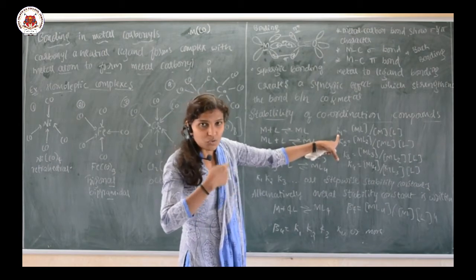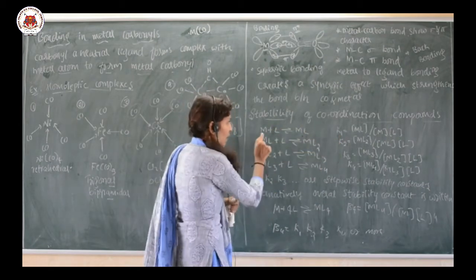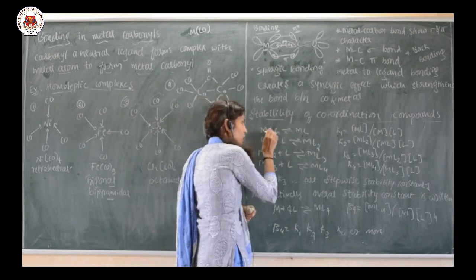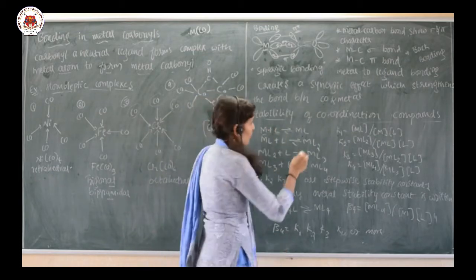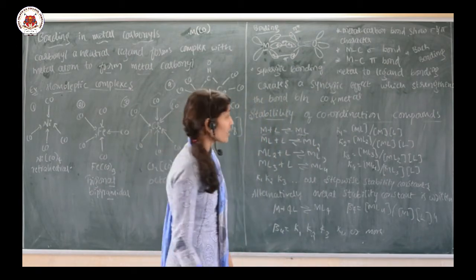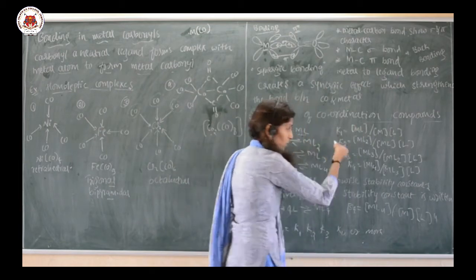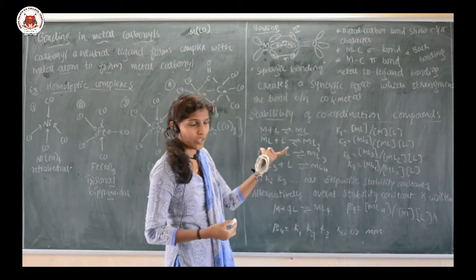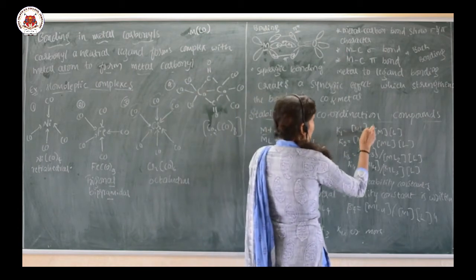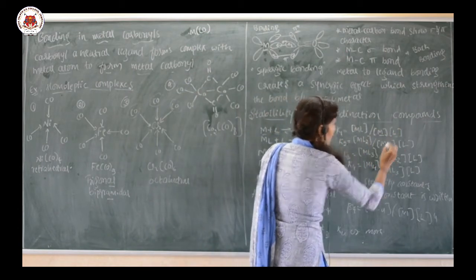So the successive association means first I add a ligand to the central metal atom, and there is a formation of the ML complex. And how can I write the stability constant K1? You know this from your first PUC. K1 is the concentration of ML divided by the concentration of M and the concentration of L.